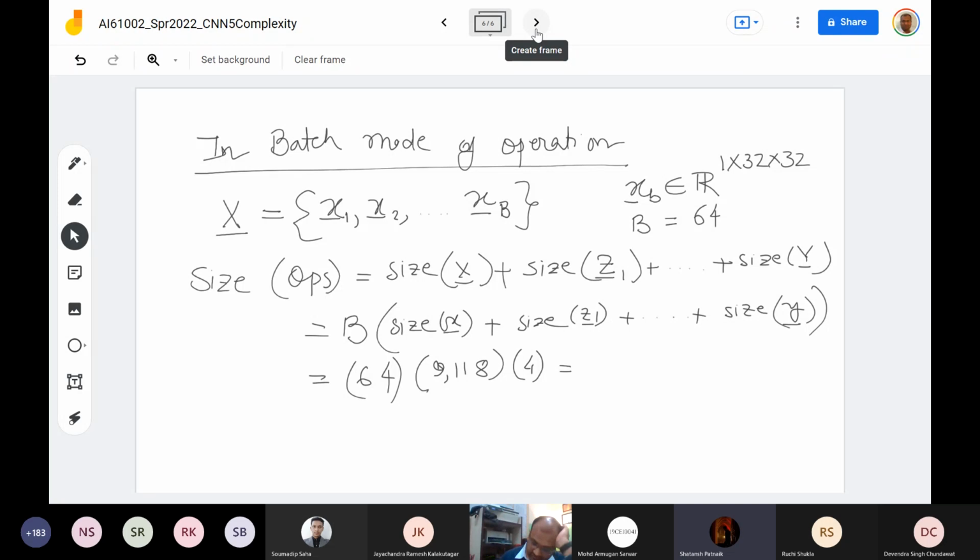So what will this be? 64 into 9118 into 4. That becomes 2,334,208 bytes. Hello, sir. Yeah. Could you repeat batch mode operation again? Just a minute. It's approximately equal to 2.33 megabytes. Okay.